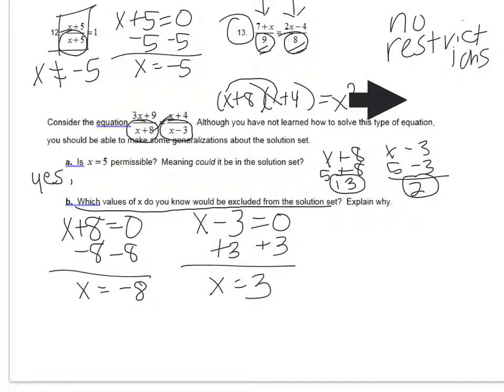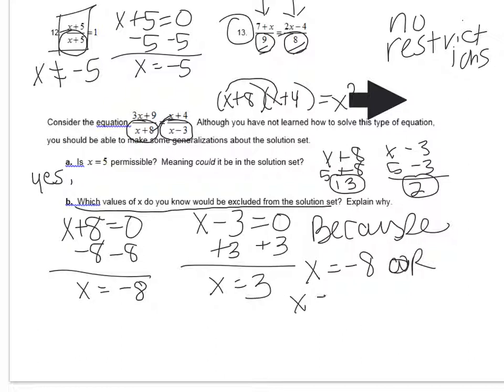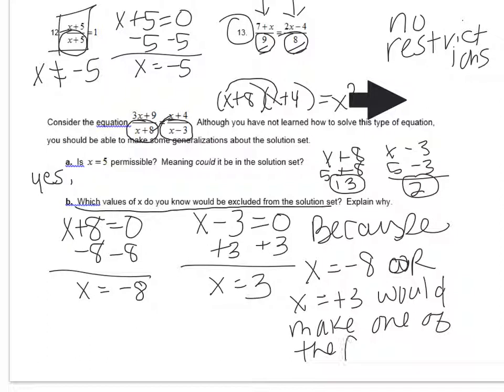Why? Because x equals negative 8 or x equals positive 3 would make one of the fractions undefined.